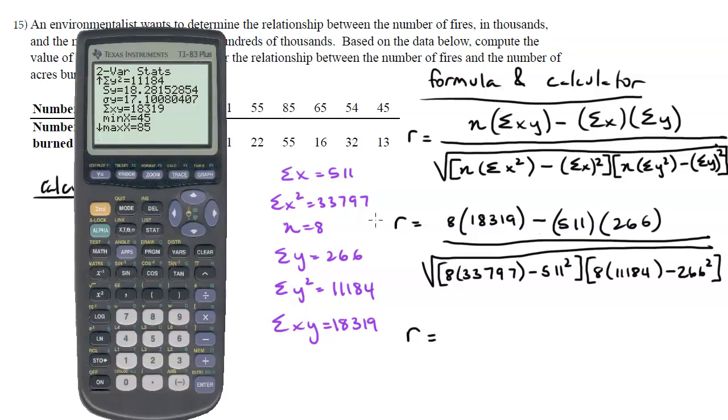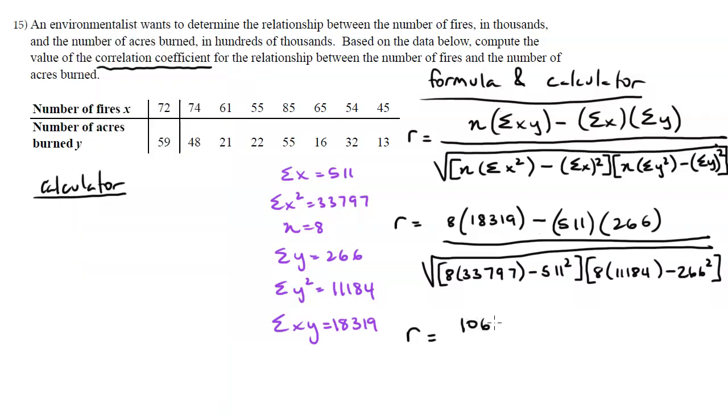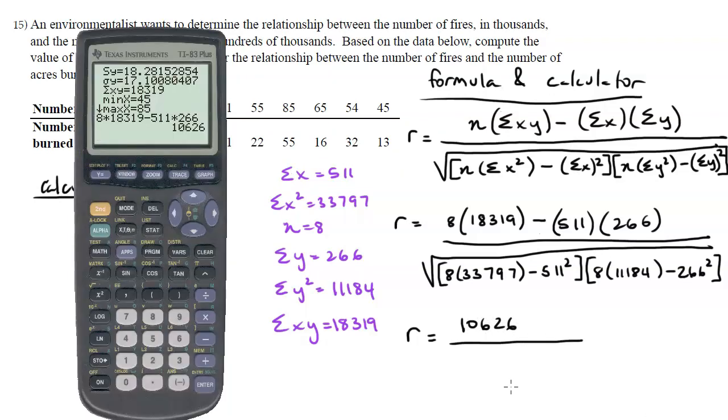I'm going to compute my numerator and denominator separately, just to make it easier. 8 times 18319 minus 511 times 266, 10626. And my denominator, I'll do it in pieces. The square root of 8 times 33797 minus 511 squared.